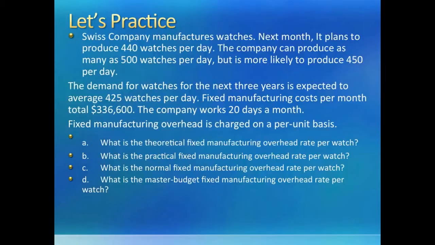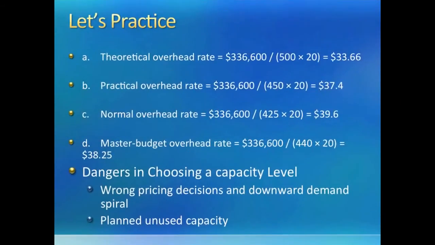$336,600. The company also plans to work 20 days a month, which means when you are calculating a rate, you will have to multiply the number of the days with the per day production. Let us see the calculations. Theoretical overhead rate would be dollar cost divided by 500 units times 20 days in a month, so 33.66. You can calculate the overhead rate for all the 4 capacity levels, and notice that the bigger the denominator, the smaller the rate. So the theoretical overhead rate is going to turn out to be the smallest, and the rate is going to turn out to be the biggest under normal capacity, because that number is the smallest number of the 4.